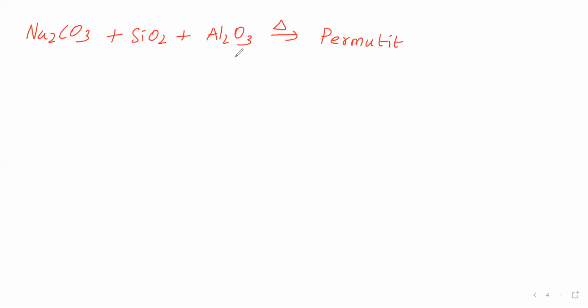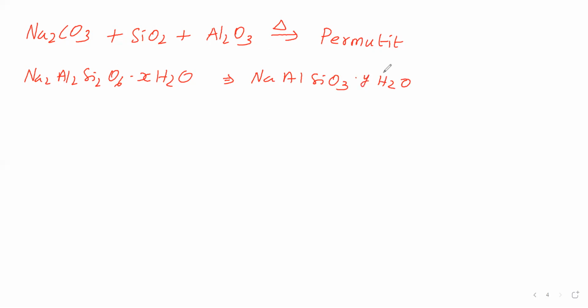This permutit formula, Na2Al2Si2O6.xH2O, we will divide by 2. So we get NaAlSiO3.yH2O. Like this we got this permutit. We will write it in the simplest form as NaZ. This Na we have written, and the rest of the part we have written as Z. The permutit formula is like this.